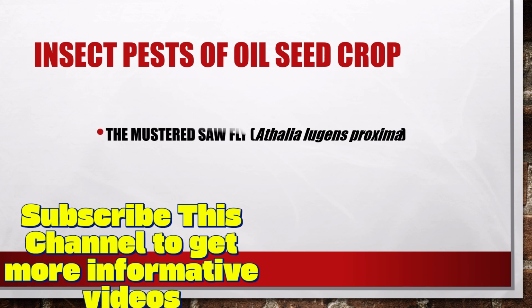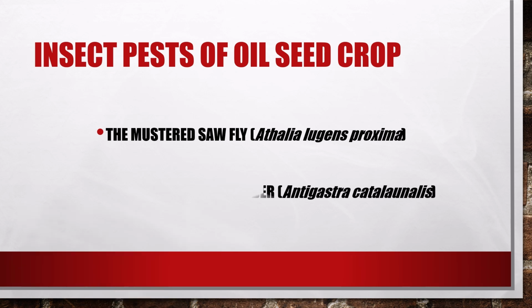The Mustard Sawfly is one of the most destructive pests of mustard and other cruciferous crops. Both larval and adult stages damage the plants and reduce crop productivity. As you know, insects are invertebrates that belong to phylum Arthropoda, class Insecta, order Hymenoptera, family Tenthredinidae, genus Athalia, species lugens proxima. These are widely distributed in the Indian subcontinent, Myanmar, Indonesia and Taiwan.